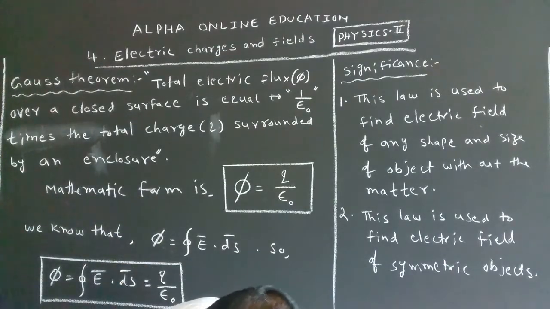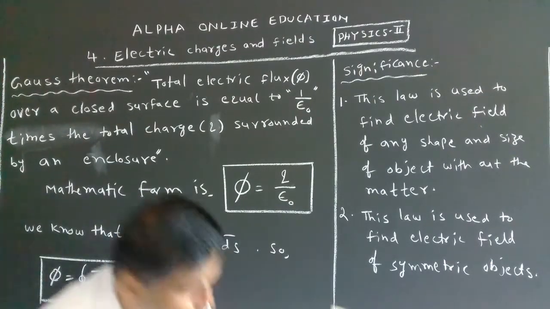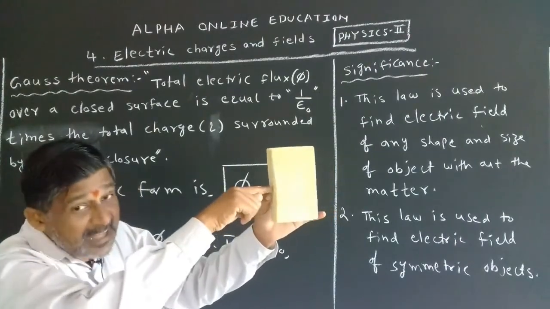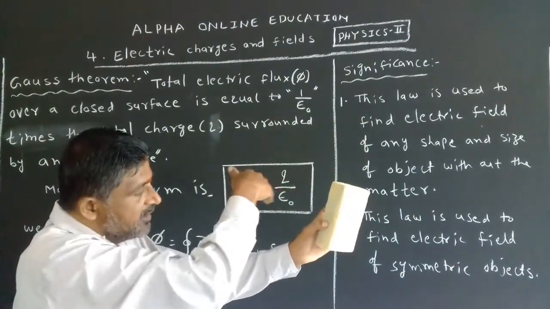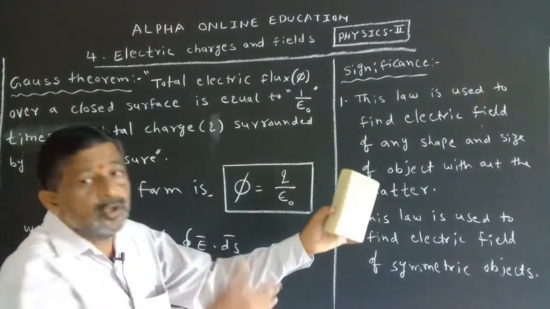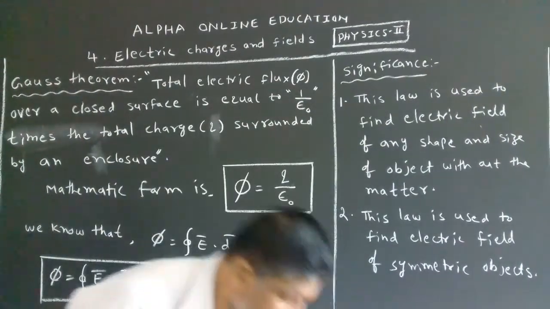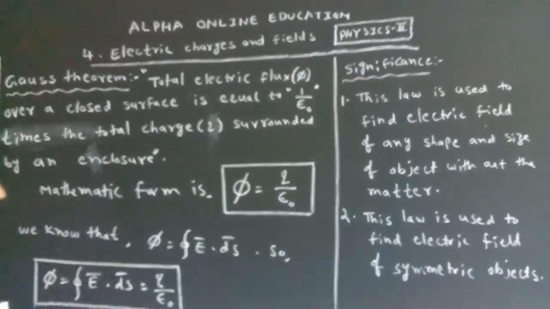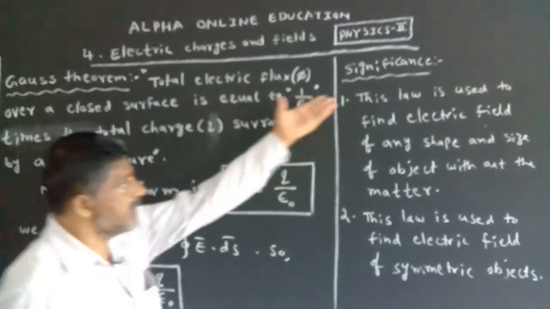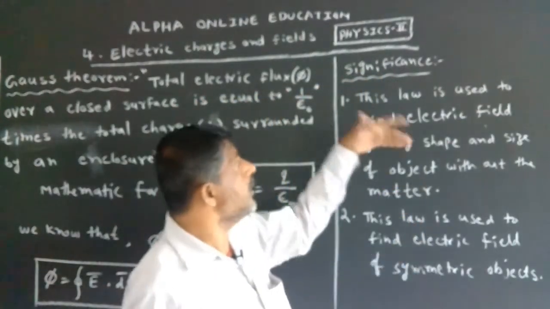Now, take this as another object. I have shown it. Inside it there is a charge, and that also spreads. Electric lines spread in all sides. For that purpose, this theorem was explained by the scientist Gauss. Okay, what is the significance or importance?